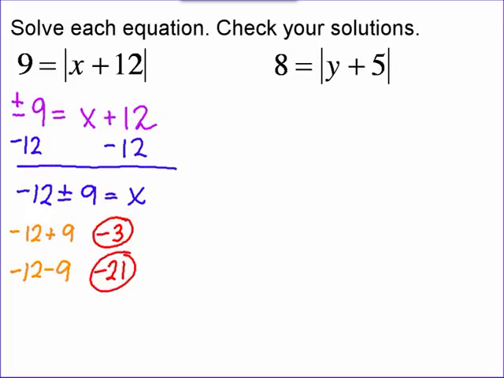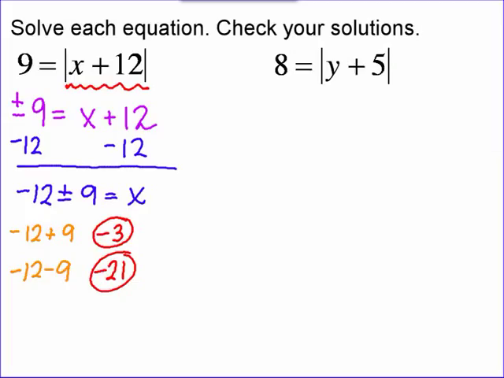Now let's revisit what this means. This means that if I plug negative 3 or negative 21 into this equation at the top, I will get 9 as my answer. So you actually have two solutions on each of these. Now what's going to be neat is eventually, as the year progresses, we're going to look at the graphs of absolute values. We're going to do that using the netbooks, and you're going to see that those are really neat, and you'll see why they have two values. Okay, let's look at the next one. 8 equals absolute value of y plus 5. So what do I do?